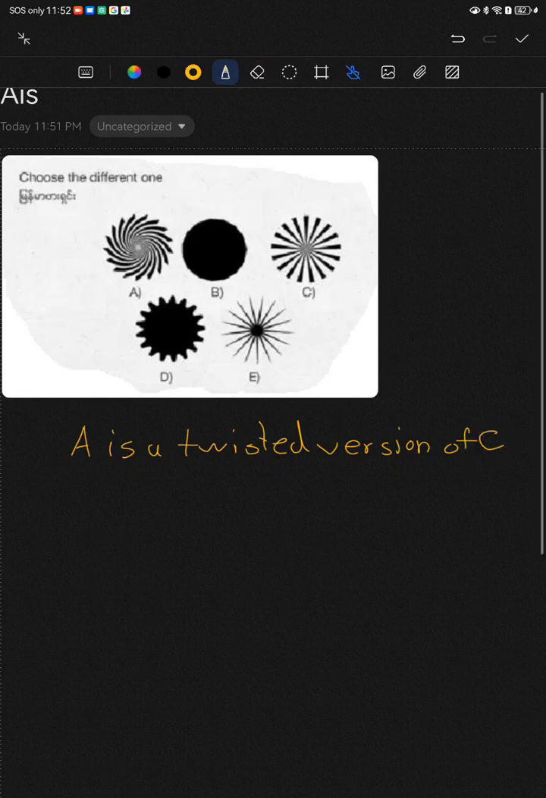Now let's look at D. For this one, we're going to look at the white parts of the shape. In C, the white parts are normal, but in D, the white parts are shortened. So we can say that D is just C, but the white parts are shortened, or shrunken, whatever you call it.